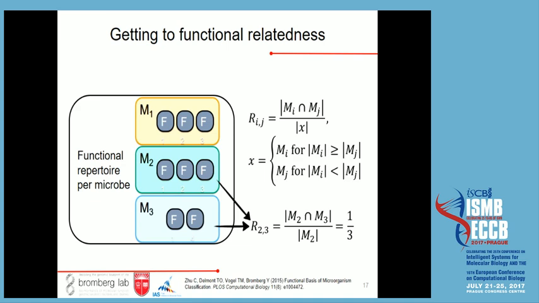And having established those functional repertoires, we can then finally get to our functional relatedness. The functional relatedness is here defined as the size of the intersection between two repertoires, so which functions they share, divided by the bigger functional repertoire. In the example of the repertoire for microbe 2 and 3, function 1 would be the one that is shared between the two microbes, and then we're dividing it by the size of the repertoire for microbe 2.